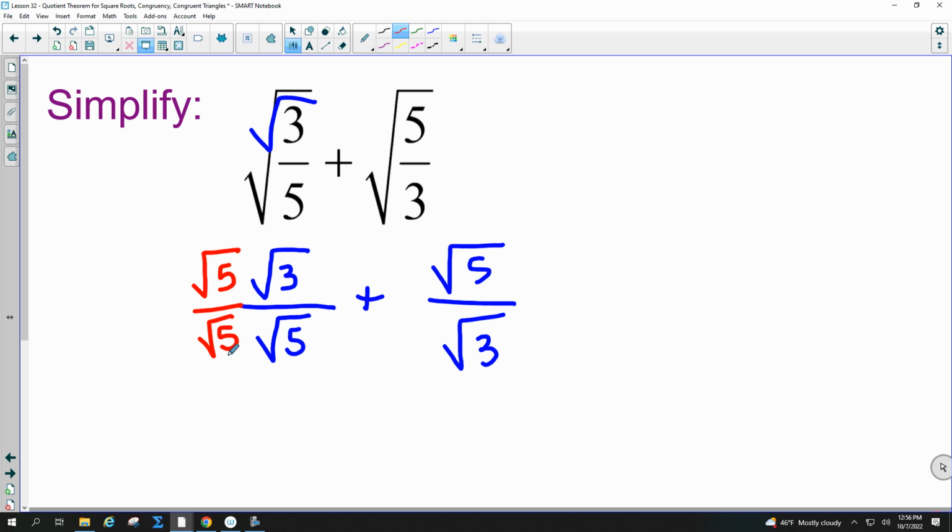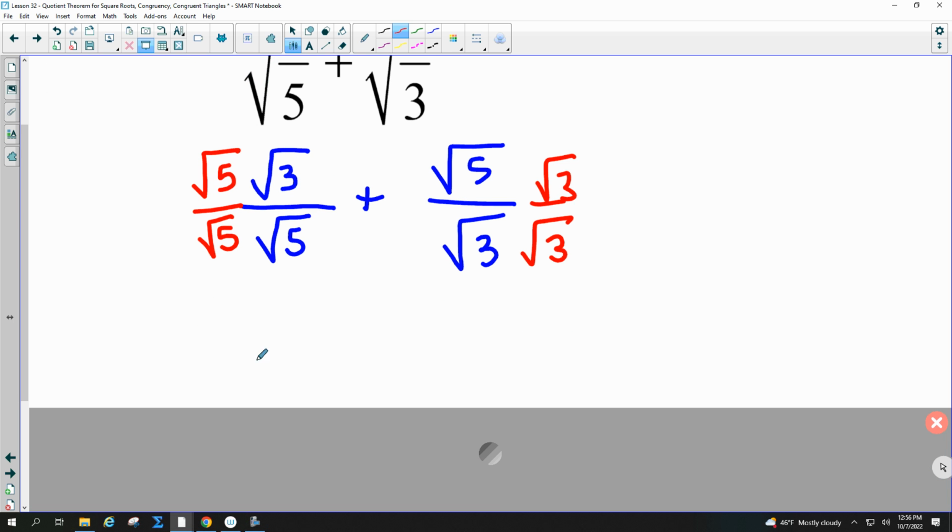And Izzy, what should I multiply this one by? Root 3 over root 3. Exactly. Root 3 over root 3. All right, so now I multiply, and they both are underneath the radical. So this is root 15. And you can skip this little step. Root 5 times root 5 is the square root of 25, which is 5. I would just do 5. Now on the top here, I get the square root of 15, 5 times 3, over, this would be the square root of 9, which is 3.